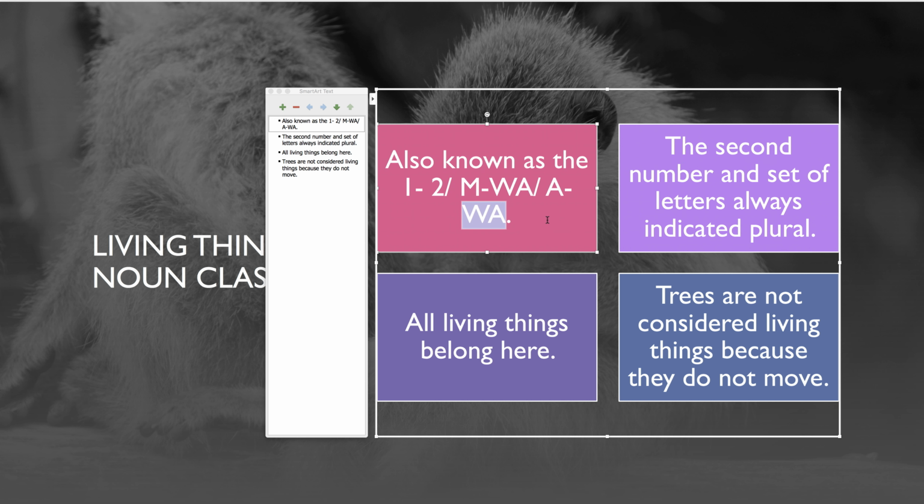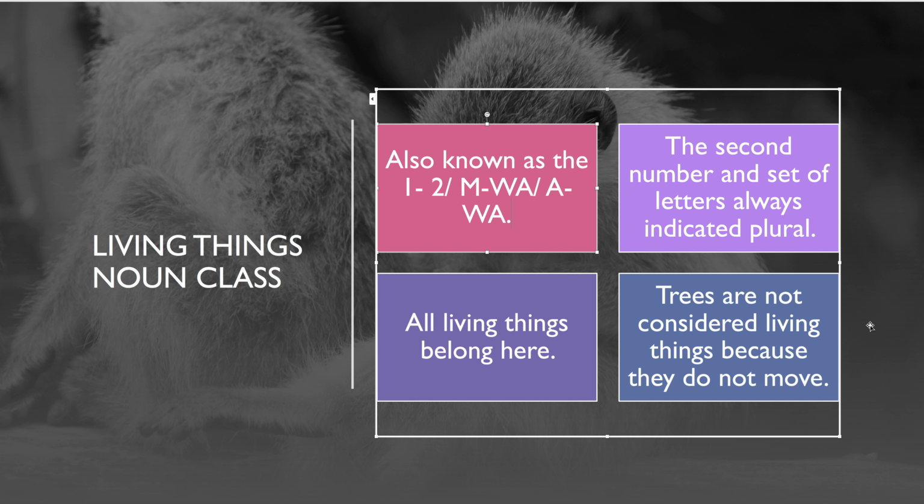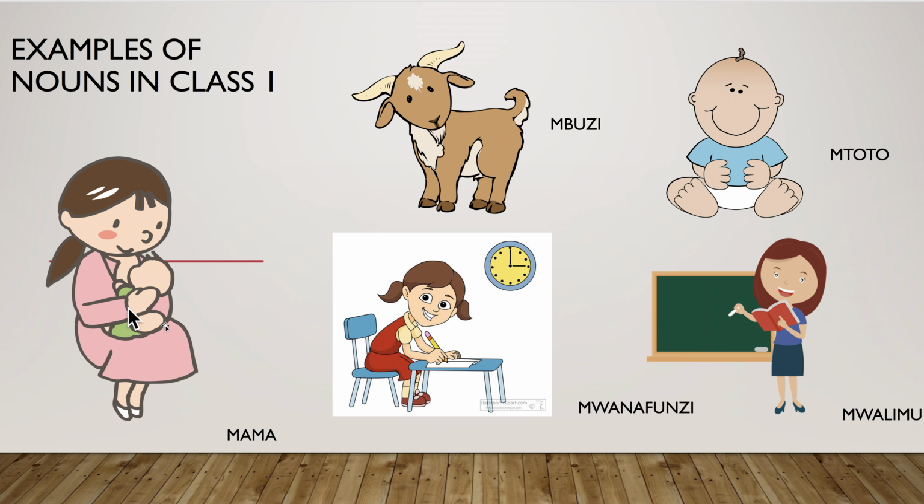So this actually, just from the names, you can know how to talk about a certain word in the noun class 1 and 2. I just prefer the numbers just for the simplicity's sake. But if you want to use it as a cheat sheet, you can just call it the a-wa class or the m-wa class. So like I mentioned, the second number or the second set of letters always indicates plurals. So all living things belong in this noun class, okay? All living things belong here. And trees in Swahili are not considered living things because they do not move from point A to point B, okay? So now that we know what those are, let us look at a few examples of words in this.